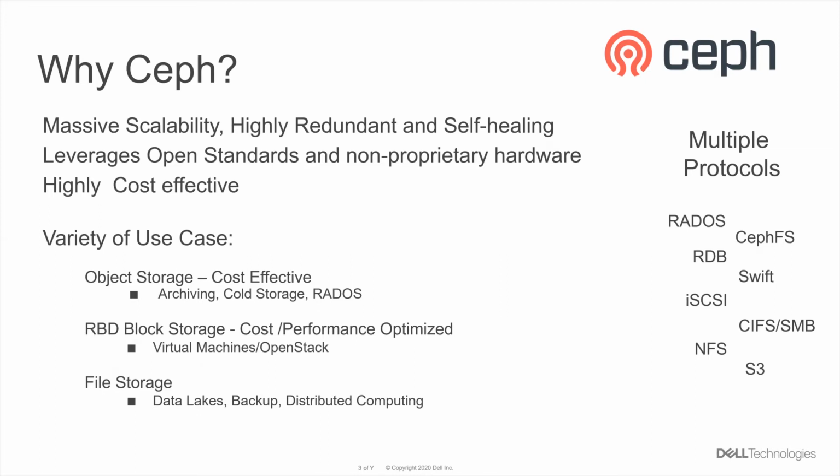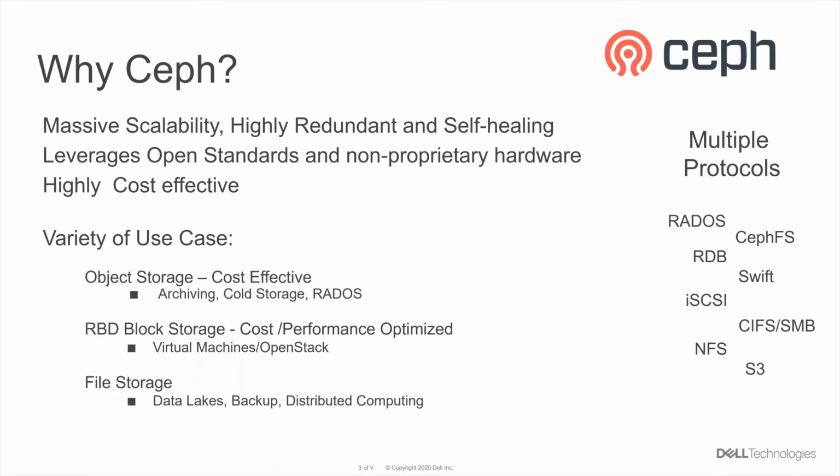Block storage is a mix between the cost and performance optimized. You know, it's not super high IOPS like you would get out of the EMC portfolio, but it provides storage that is adequate for virtual machines that aren't running things like databases and things like that. So it's a key piece of that infrastructure.